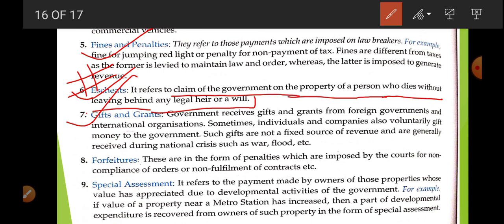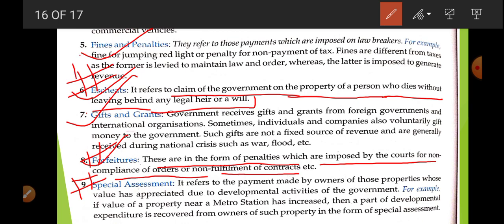Okay, now forfeiture. These are in the form of penalties which are imposed by the courts for non-completion of an order or non-fulfillment of a contract. So it is also very important. Special assessment, that is 1, 2 and 3, these things you have to keep in mind for 3 and 1 marks.